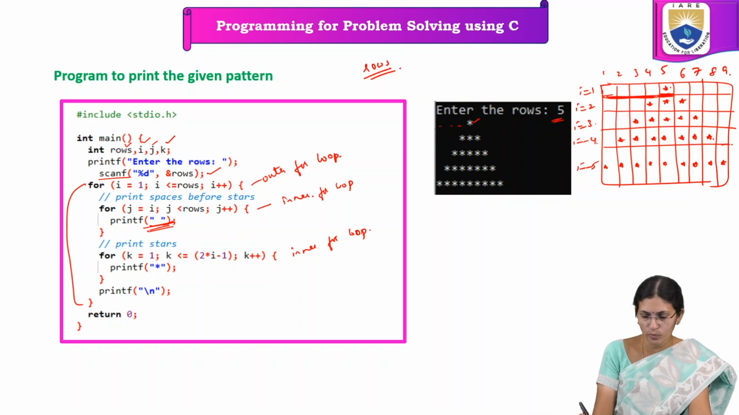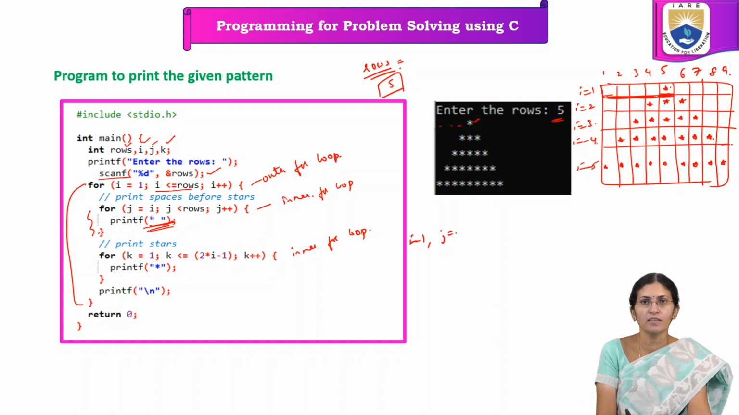So when i is equal to 1, it will check this condition. Suppose the number of rows which the user has entered is 5. So 1 less than or equal to 5, the condition is true. This is the for loop to print the spaces, as you can see here. This loop will iterate with j initialized to i. So when i is equal to 1, j is also equal to 1, and this will repeat until this condition becomes false.